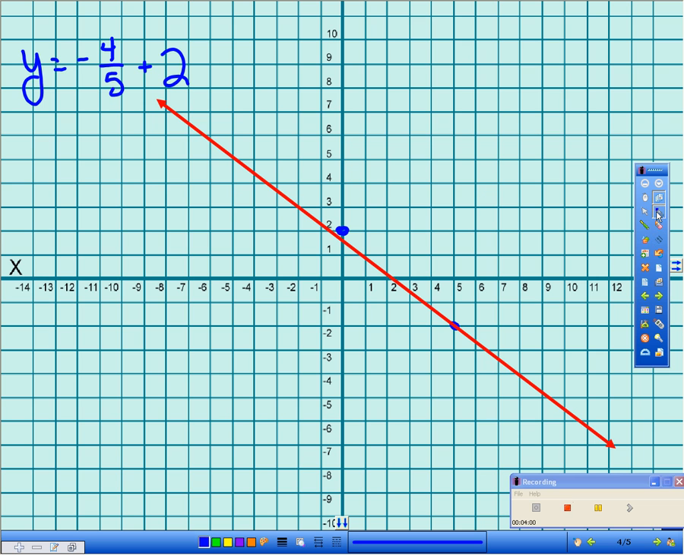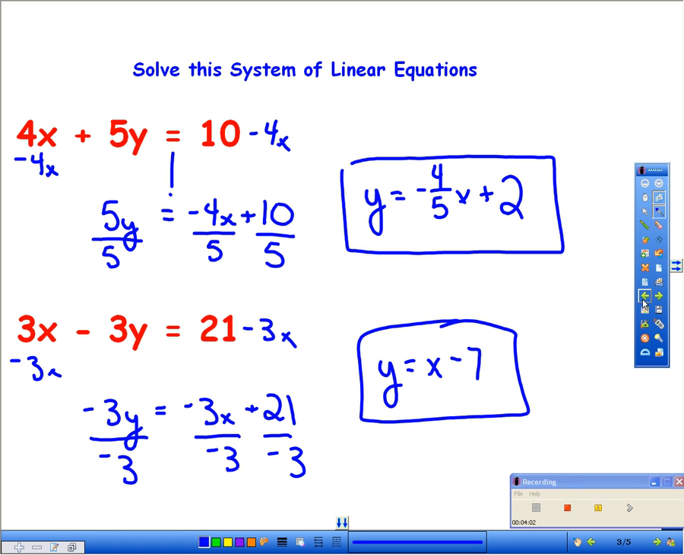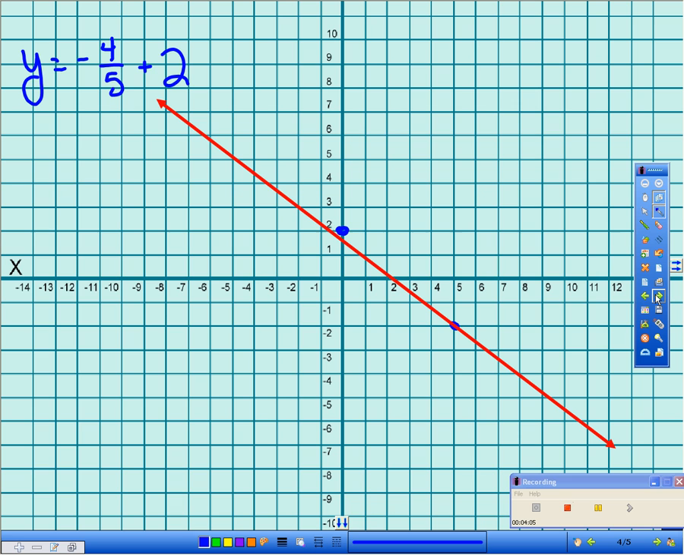And now I'm going to graph my other line, which was y equals x minus 7. My y-intercept is negative 7. My slope is 1. I'm going to connect these points and see where they intersect. That is the solution to this. See if I can get this to go straight. That's not too good of a line, but we're going to work with it.